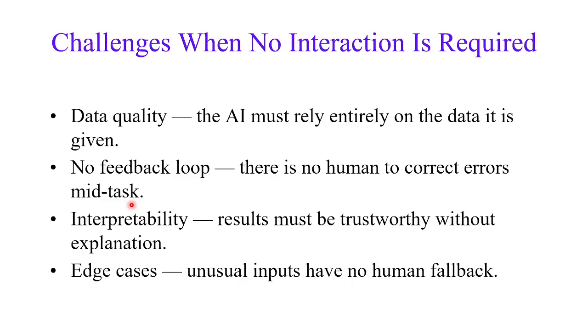Third one is interpretability. This becomes very essential. If an AI flags a credit card transaction as fraudulent, someone needs to understand why. Without a human in the loop to explain the reason, the AI must be self-evident and trustworthy. Last one is edge cases, the unusual inputs that fall outside the training distribution, which have no human fallback. The system must handle them gracefully on its own or fail safely.